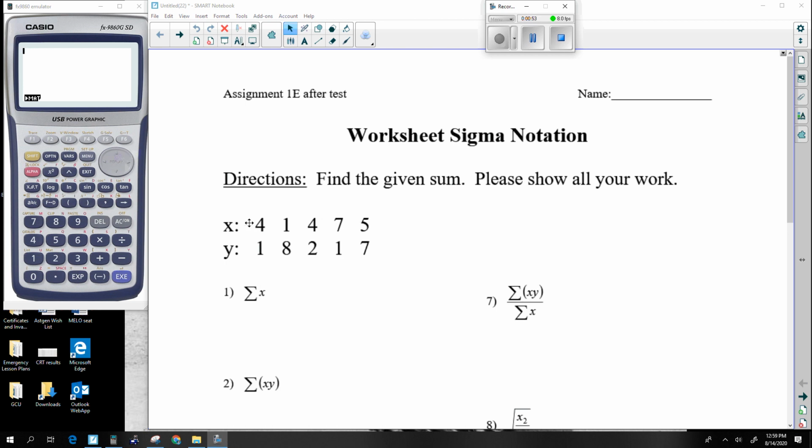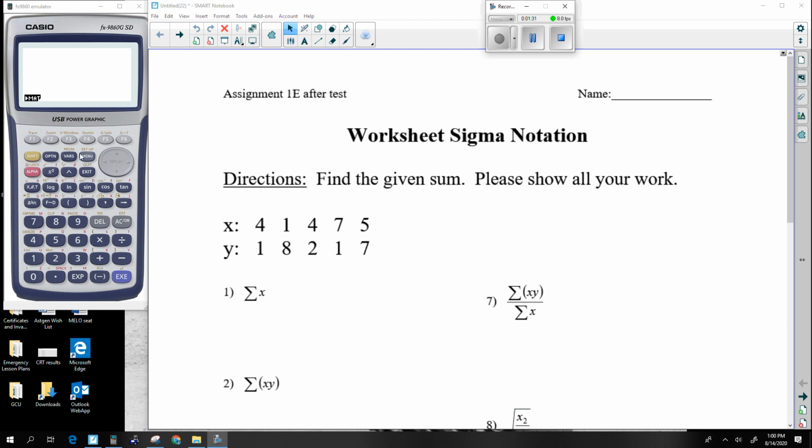So we know that X and Y are number sets. For instance, X is 4, 1, 4, 7, and 5. Y is 1, 8, 2, 1, and 7. So when I see a number X, like in number 1, it's not representative of a singular number. X is a whole bunch of different numbers. So how can I get my calculator to recognize this as a list of numbers and not just a singular number? All right, and so where you want to be looking is right here.